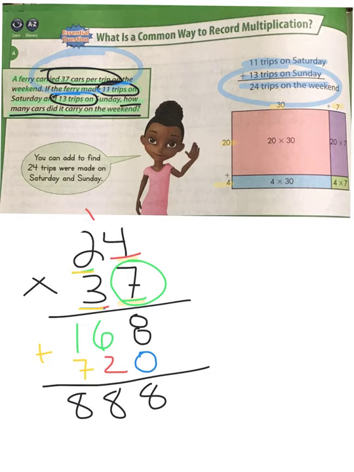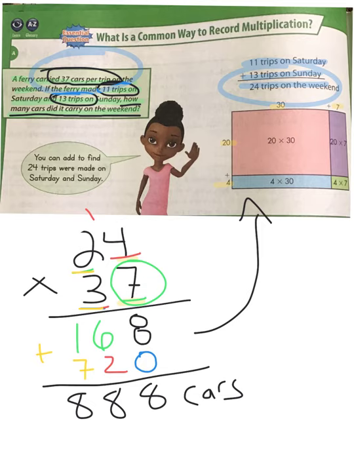So, to answer our question of how many cars did it carry on the weekend, we have 888 cars. If you're multiplying using a standard algorithm and you get confused, you are always welcome to use the boxes.